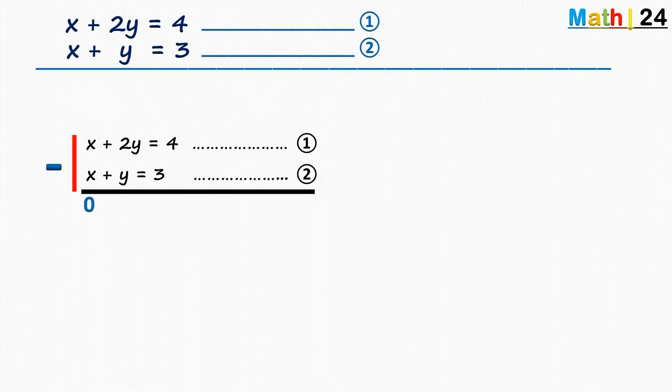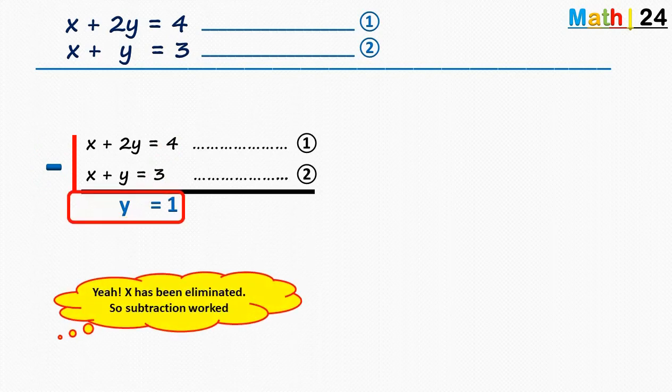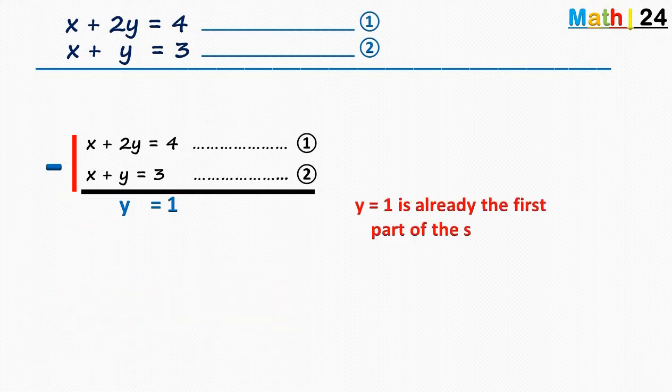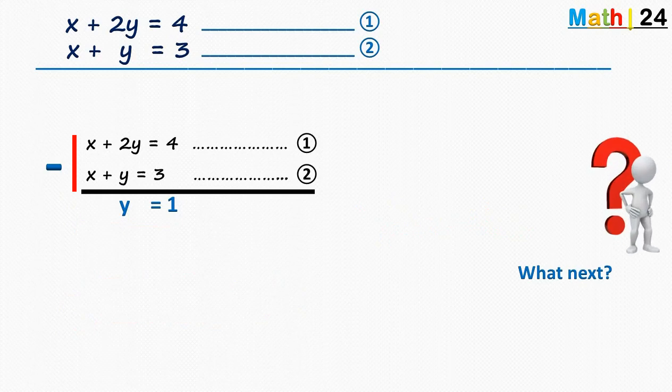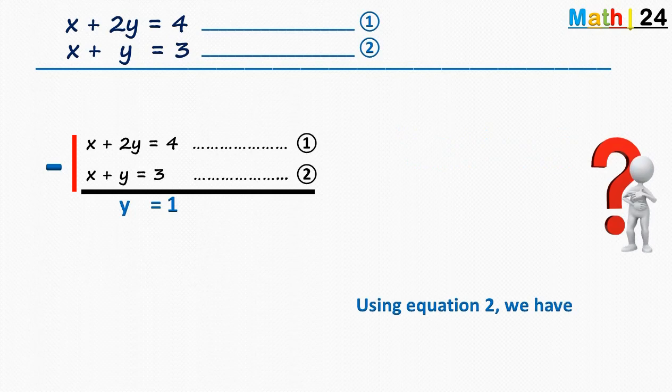x minus x gives us 0. 2y minus y gives us y, or just 1y. 4 minus 3 gives us 1. Yes, x has been eliminated, so subtraction worked. y equals 1 is already the first part of the solution. What next? Using the value of y equals 1, substitute in one of the equations and find x.